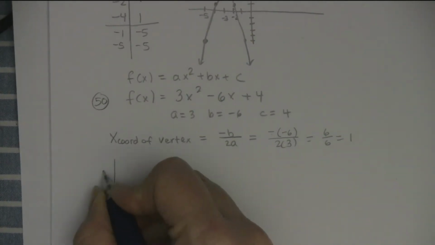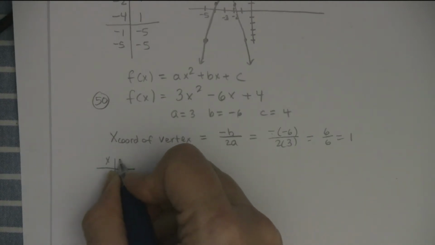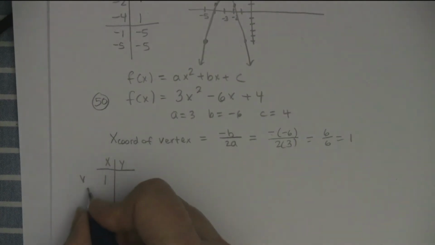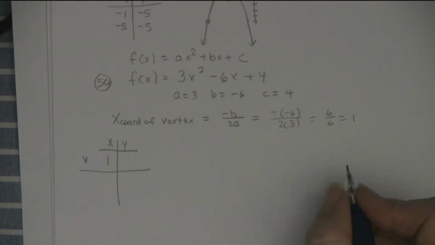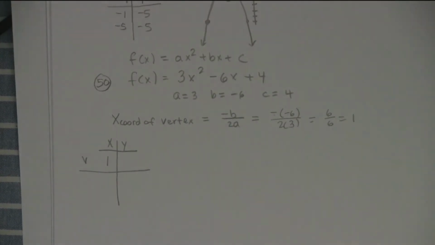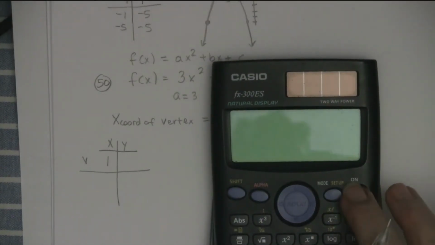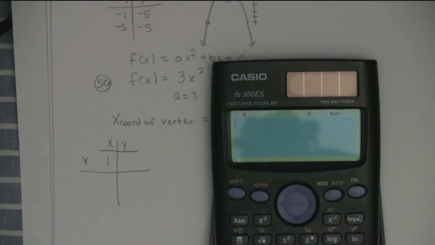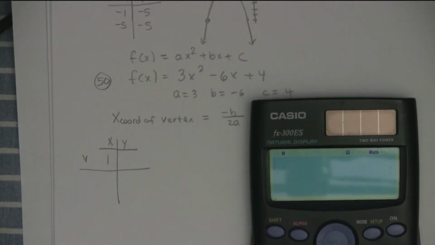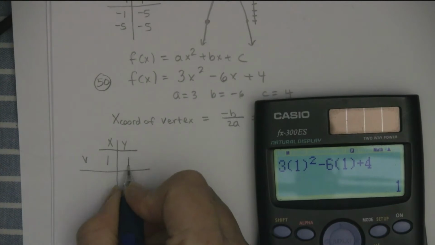And you're going to make your little table here, x, and you could call this y or f of x, whatever floats your boat. It does not matter. 1, and I'm going to put a v there for vertex. And then how you're going to find the y-coordinate of the vertex is just like you did in the other, is you just plug in what the x-coordinate is into the equation. So the equation here is 3 times 1 squared minus 6 times 1 plus 4, and we get 1. So coincidentally 1, 1.